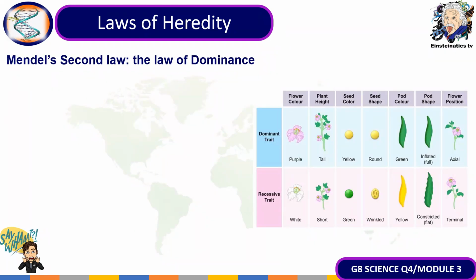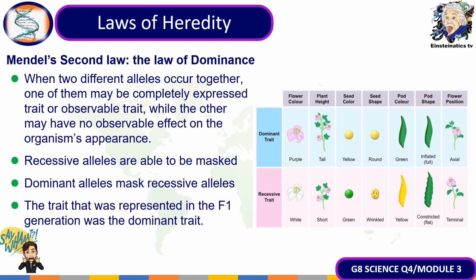The second law of heredity is known as the law of dominance. Ano nga ba yung law of dominance? Now, yung law of dominance states that when two different alleles occur together, one of them may be completely expressed. Ibig sabihin yan yung observable or makikita sa isang organism, whereas yung other one is not observable or naitatago. So yung nakikita is known as the dominant alleles. Yung hindi naman nakikita or naitatago is known as the recessive alleles.